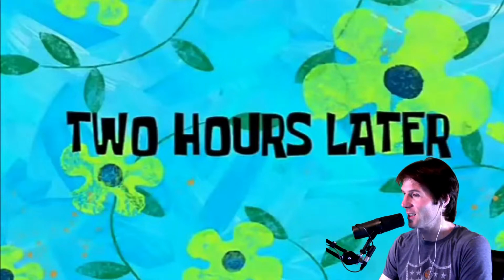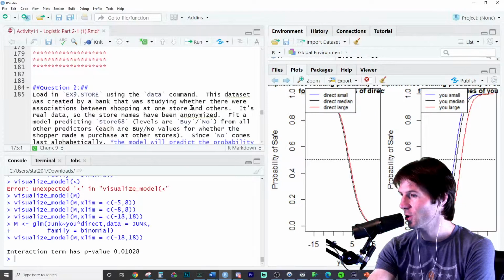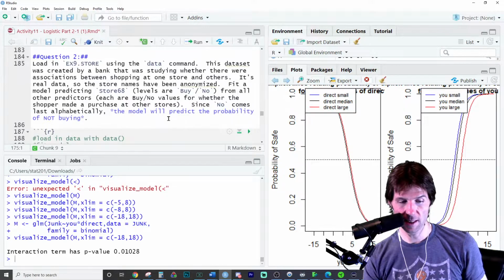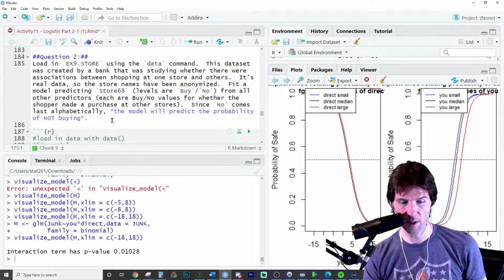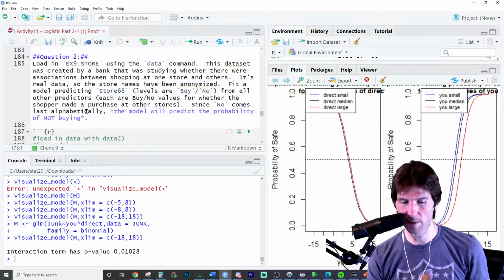We're going to load in some EX9 data. Let's go check out that EX9 data. Loading in the EX9 data using the data command. This data set was created by a bank that was studying whether or not associates between shopping at one store or another. It's real data, though the store names have been anonymized.